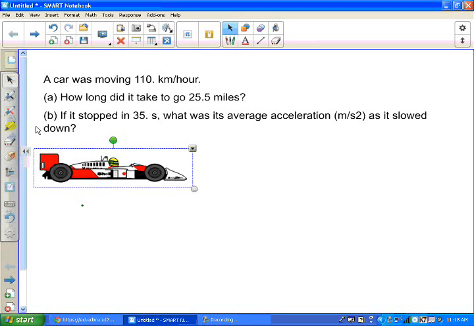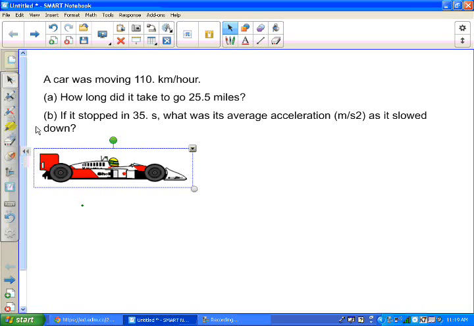Next up, we have a car that's moving at 110 kilometers per hour. And the question asks, how long does it take to travel 25.5 miles? And then if it stops in 35 seconds, what is the average acceleration to slow it down?